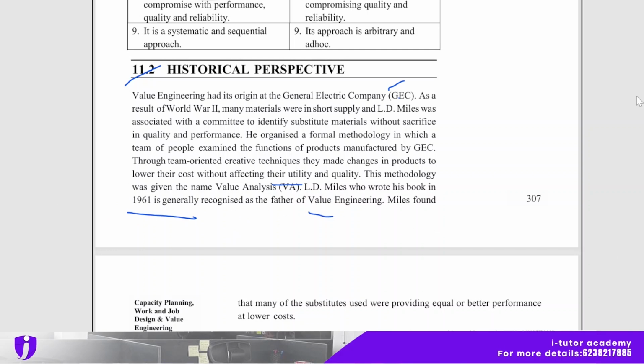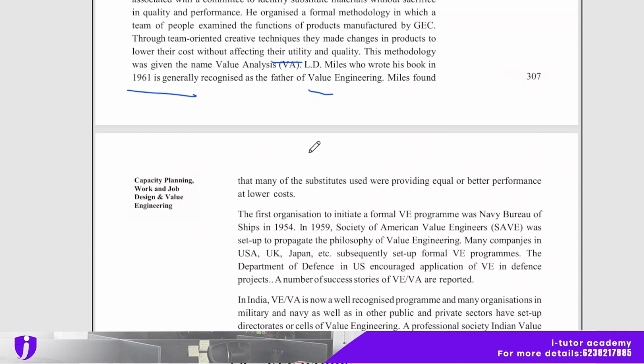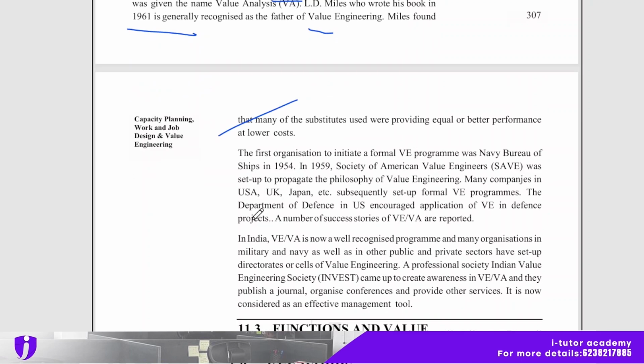Miles found that many of the substitutes used were providing equal or better performance at a lower cost. The first organization to initiate a formal VE program was the Navy Bureau of Ships in 1954. In 1959, the Society of American Value Engineers, that is SAVE, was set up to propagate the philosophy of value engineering. Many companies in the USA, UK, Japan, etc. subsequently stepped up for formal VE programs.